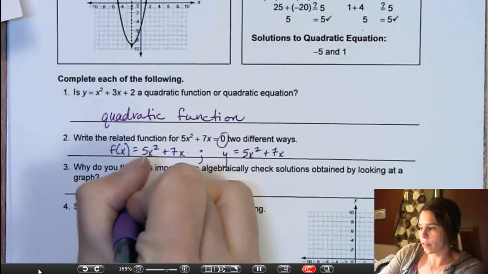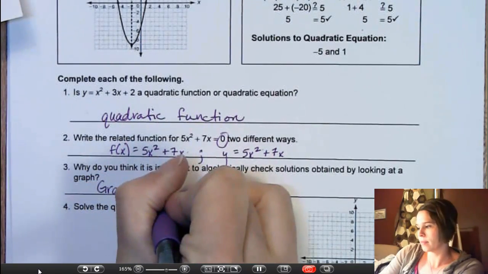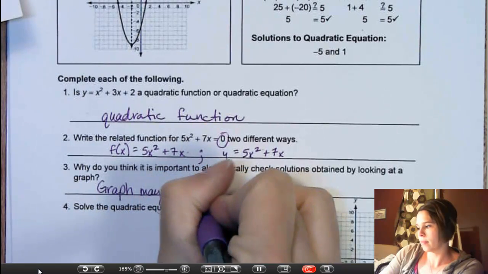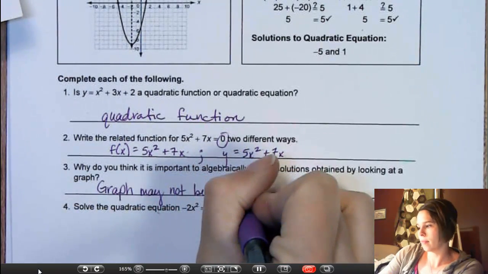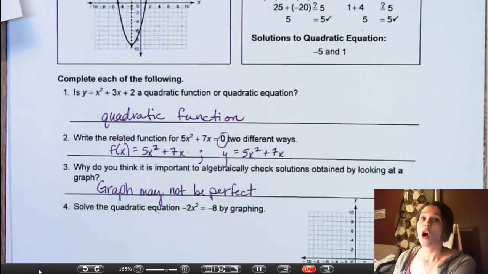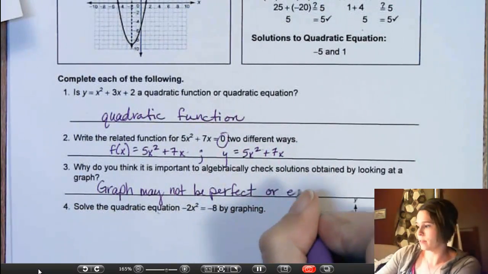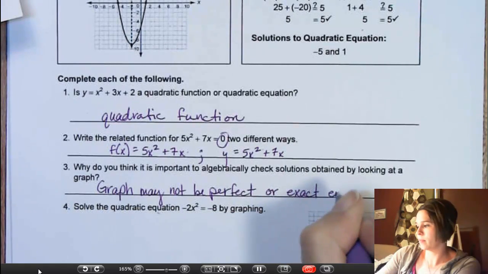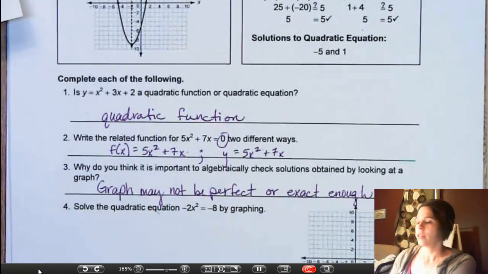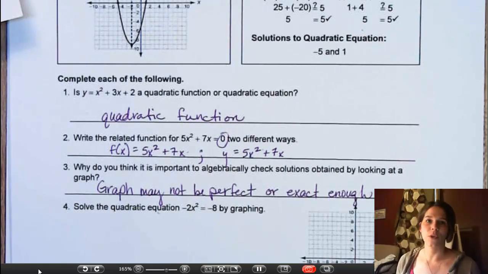Graph may not be perfect. Okay. Or the other thing, or exact enough. Maybe I don't have decimals or fractions on there. So we always want to plug those in to our equation and double check our solutions.